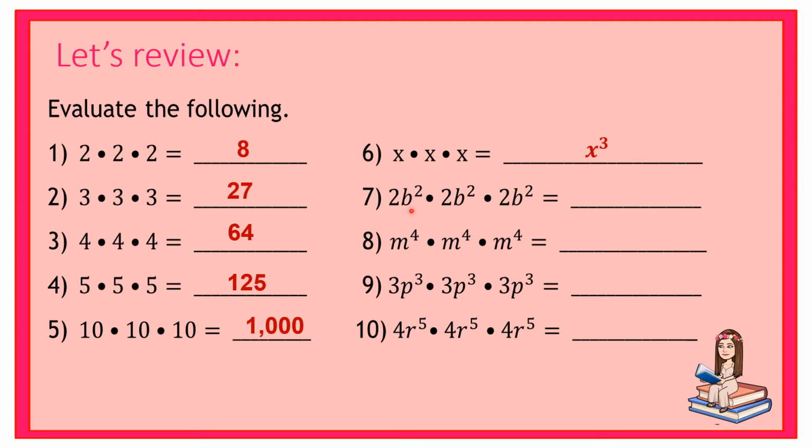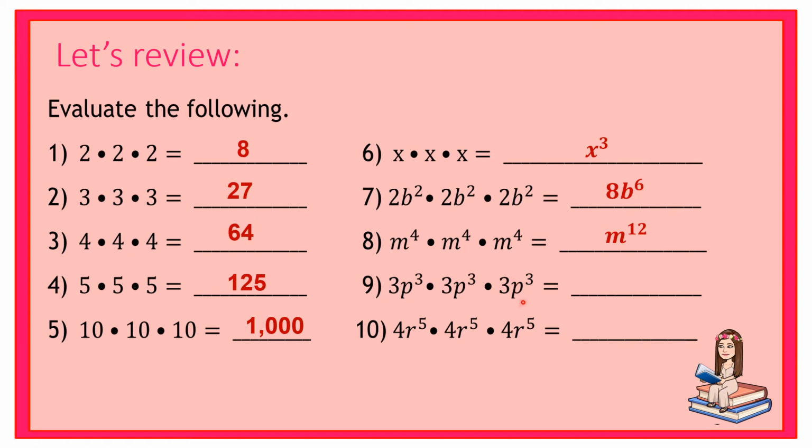Then, if we have 2b squared times 2b squared times 2b squared, then that is 8b to the 6th. So, if you get the cube root, the easier way, the cube root of 8 is 2. The cube root of b to the 6 is b squared. Bakit b squared? Kasi 6 divided by 3 is 2. Then, if we have m to the 4 times m to the 4 times m to the 4th, then that is m to the 12. So, the cube root of m to the 12 is m to the 4th. Kasi, you copy m and then you divide the exponent by 3. So, 12 divided by 3 is 4. Kaya, m to the 4th.